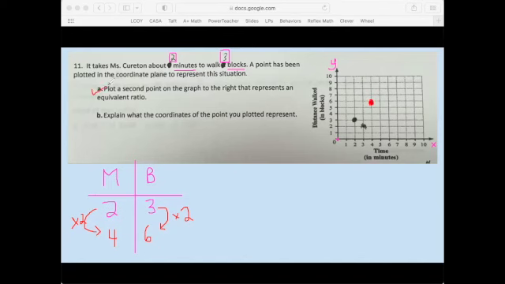So that's part A. For some reason, some people might think this is a multiple choice question and they'll just circle one and think they got it right.